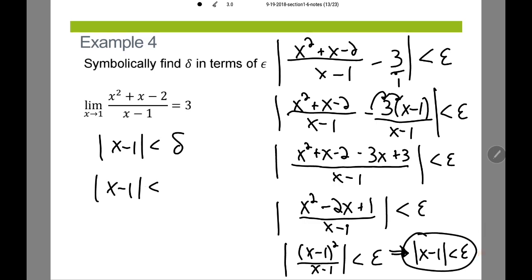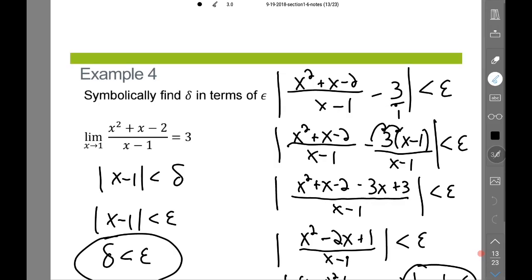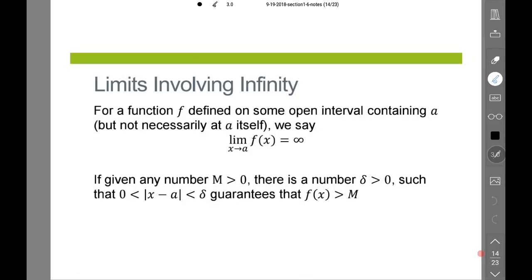So I'll circle that. We'll bring it over here and talk about what it means. So if I have this situation, all right, that means that delta has to be less than epsilon, and that would be my relationship. All right, so as long as I have a delta less than epsilon, I can show that this limit equals 3.